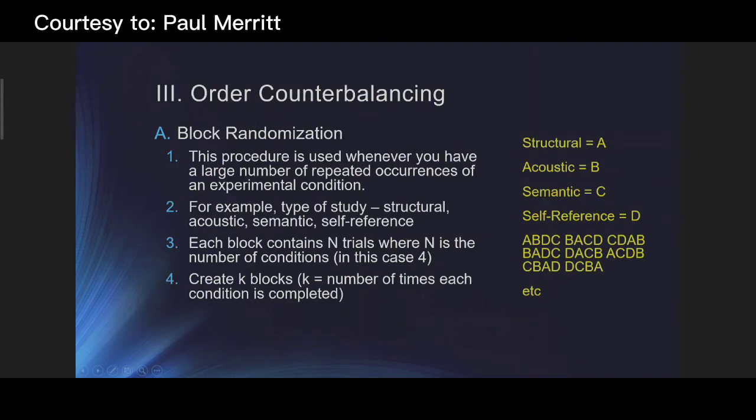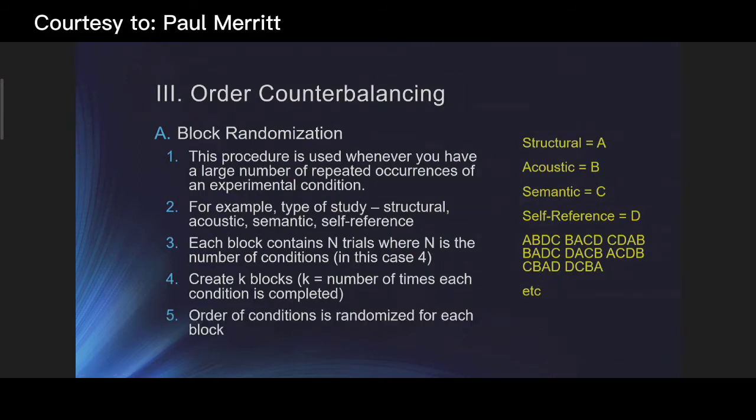25 self-reference, 25 semantic, 25 acoustic, 25 structural. We're going to block randomize those so that we don't end up with 10 structural, 6 self-reference all the way to the end. We've evenly distributed these trials across that 100 item list so that the first 4 items include one of each condition and the last 4 items include one of each condition. So the idea here is to distribute the effects across that list so that we don't have practice effects or fatigue effects for any one of these 4 conditions.